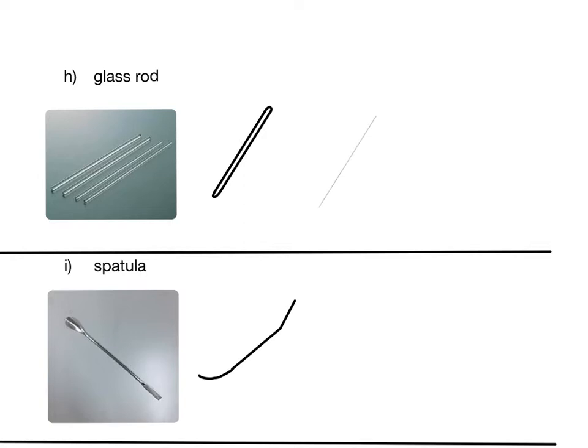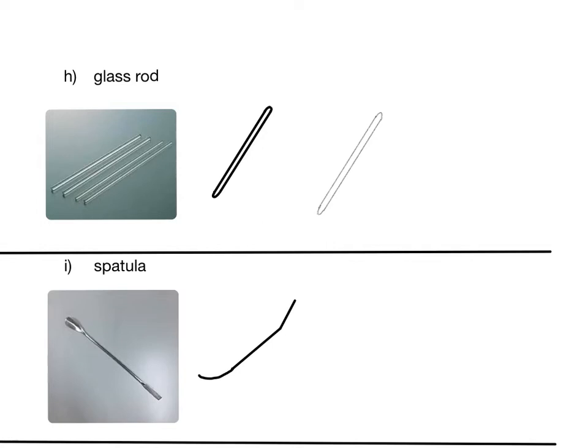This is used to stir chemical or solution, especially when you want to speed up the mixing of certain liquids or chemicals. For example, when you add some sugar into hot water, you want to speed up the dissolving rate, so you can use a glass rod. And next one, this is the spatula.